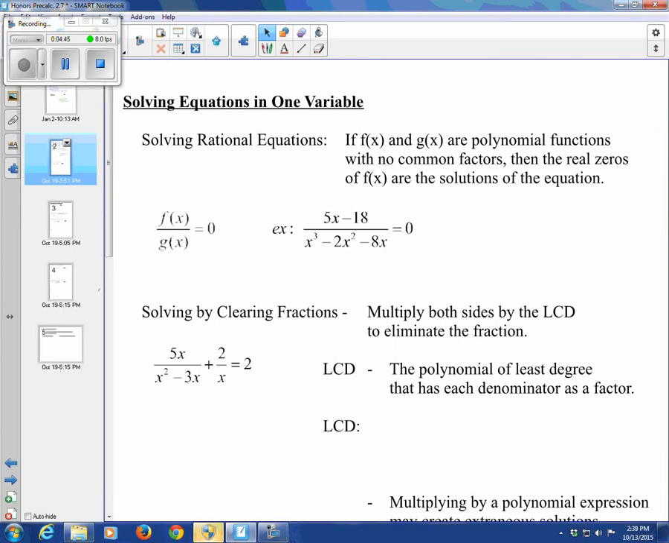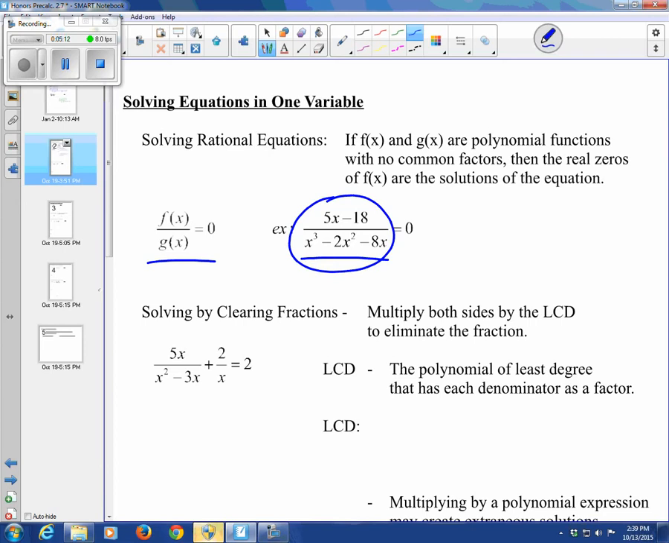So, solving a rational equation: if f of x and g of x are polynomial functions with no common factors, then the real zeros of f of x are going to be the solutions of the equation f of x over g of x equals 0. Really what we're saying here is we've got one rational expression equal to 0. A fraction is going to equal 0 when the numerator of that fraction equals 0.